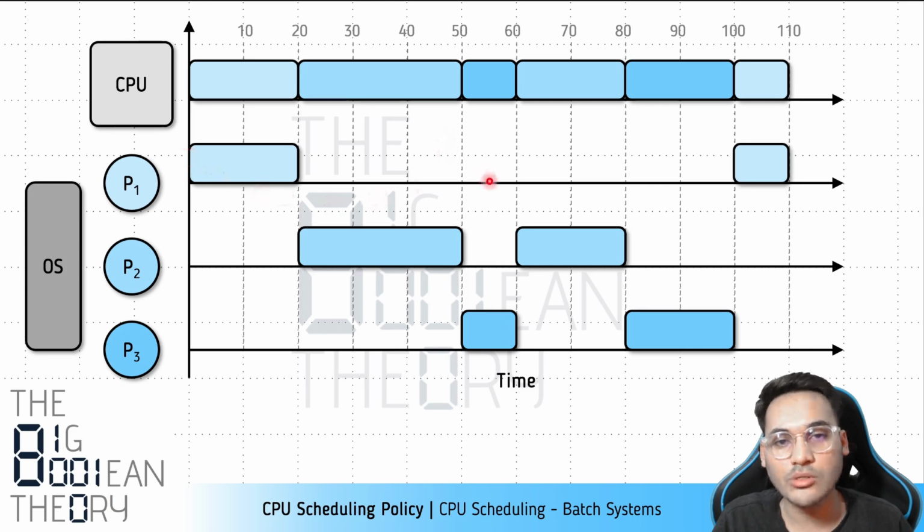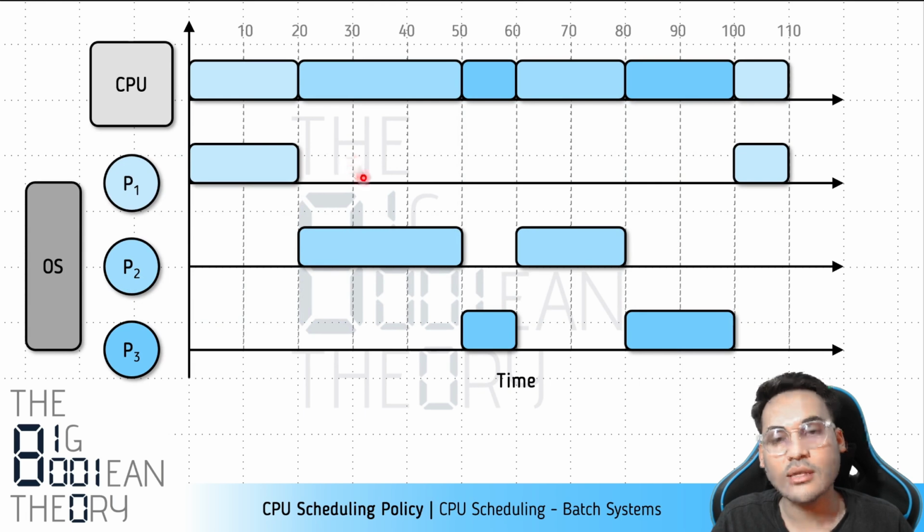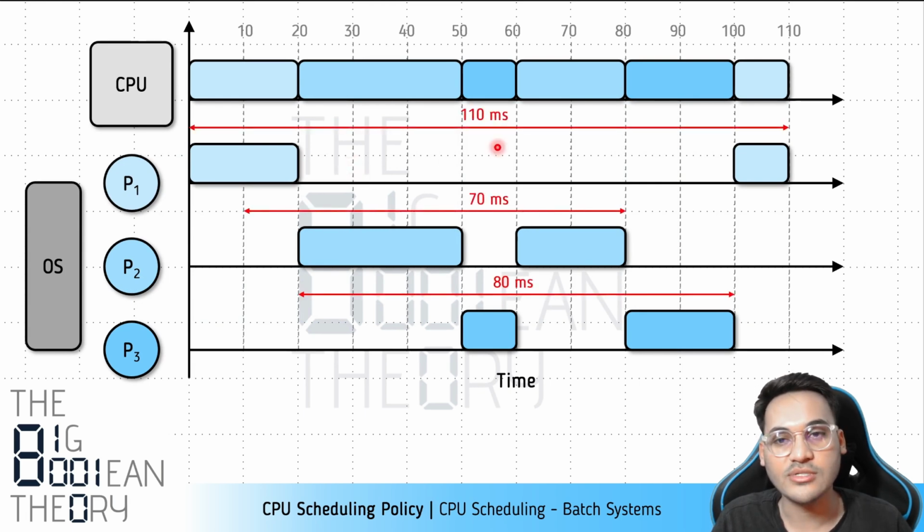So let's talk more about this diagram and how we can see the turnaround time on it. We have discussed what a Gantt chart is. Let's come back to this and now plot the turnaround time for each process. For process P1, it arrived at time 0 and it finishes at 110. So the total turnaround time for P1 is 110 milliseconds. We can see it was executing only for 30 milliseconds, here 20, here 10, and for the rest of the 80 milliseconds, it was waiting. So turnaround time includes both the burst time as well as the waiting time.